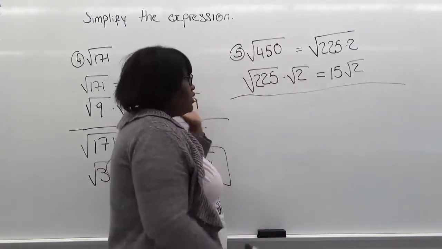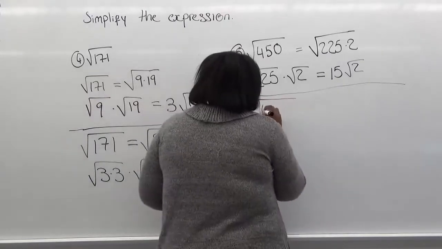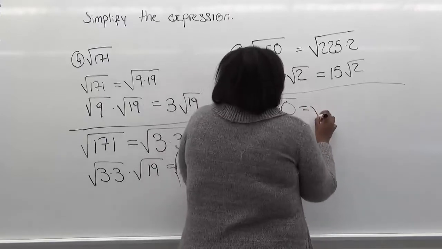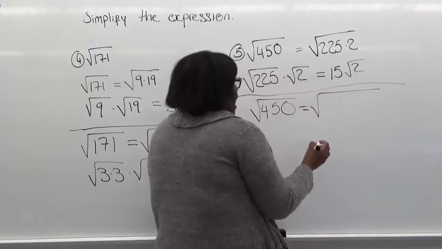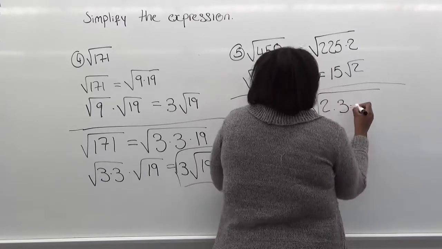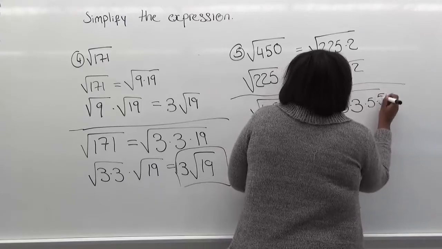Now, if you can't think of a number that would be a perfect square factor of 450, we can do it again by way of prime factors. So we're going to list out all the prime factors of 450. So we're going to have 2 times 3 times 3 times 5 times 5.